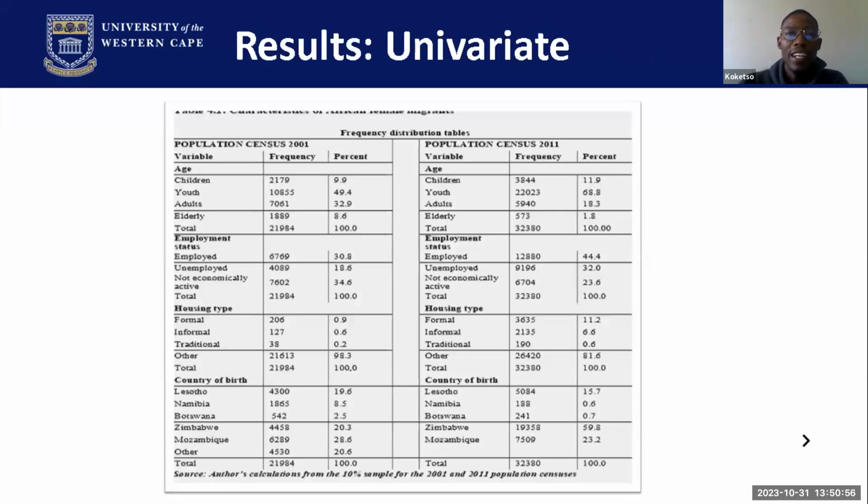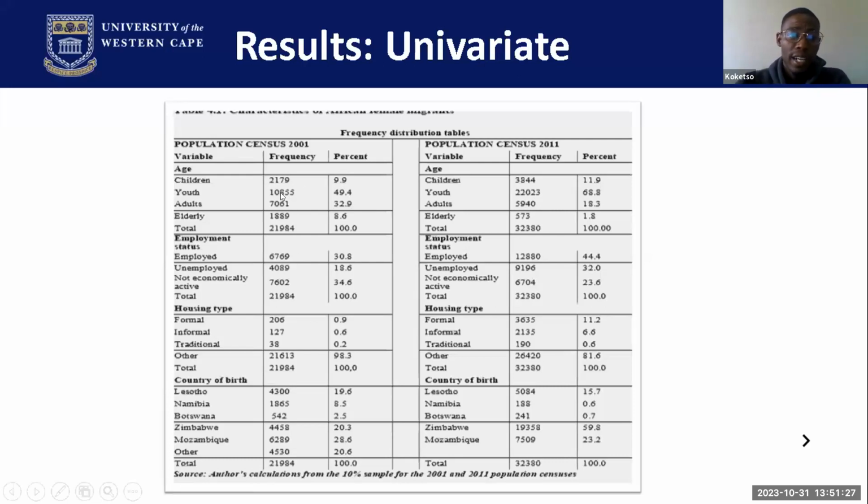Now, the univariate gives us an indication of the distribution of African female migrants, and we can see by age here that the youth African female migrants, as I've said before, are more likely to migrate to South Africa, unlike the children and the elderly, because they are less dependent, youth and adults.